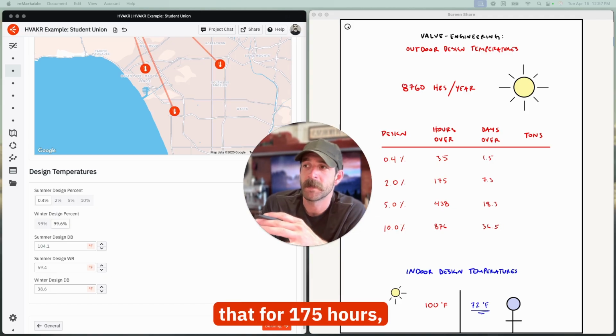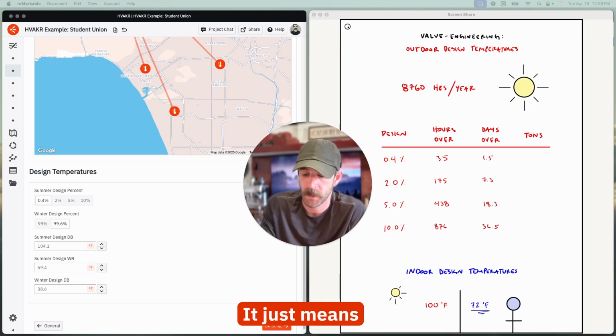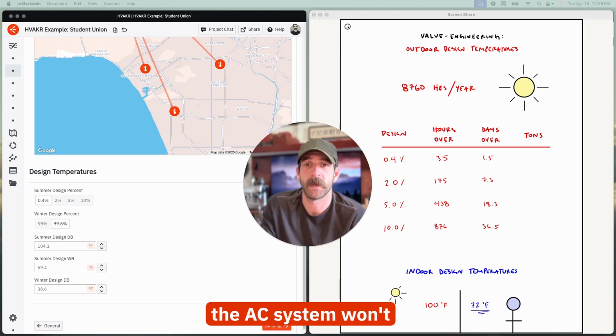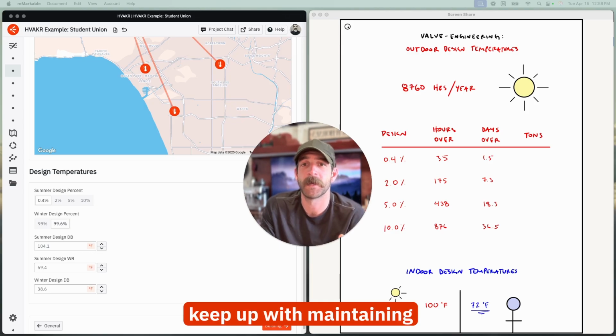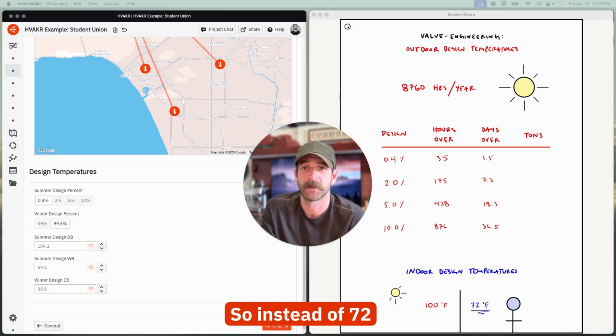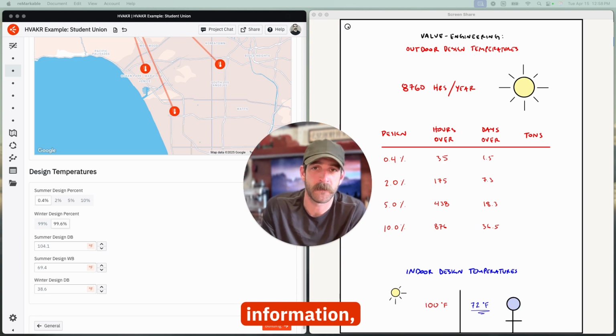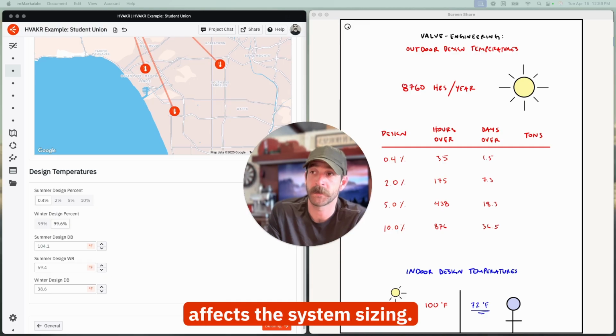Now, this doesn't mean that for 175 hours, it's going to be 100 degrees in the space. It just means that for 175 hours, the AC system won't be able to keep up with maintaining the indoor set point that you've assumed. So instead of 72 degrees in the space, it might creep up to 75, 76 for that time. Maybe 10% is too much, but with this information, at least the owner will be able to understand the trade-offs here. Speaking of which, let's see how this affects the system sizing.